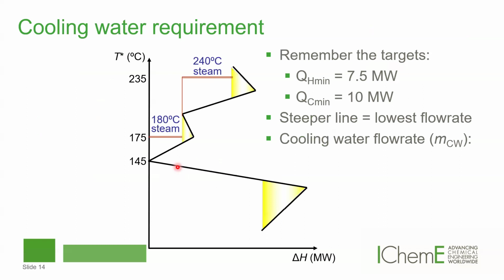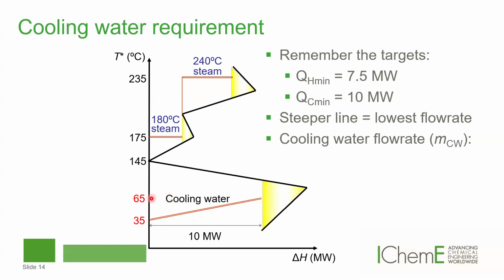Right. So let's move to the grand composite curve. First, let's try the option cooling water. So remember our cold utility requirement is 10 megawatts. So we have to remove 10 megawatts of energy to the cooling water. And what you want to do is, of course, minimize the flow rate of this cooling water in order to minimize the cost.